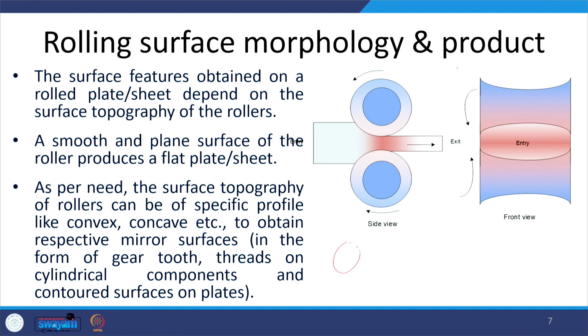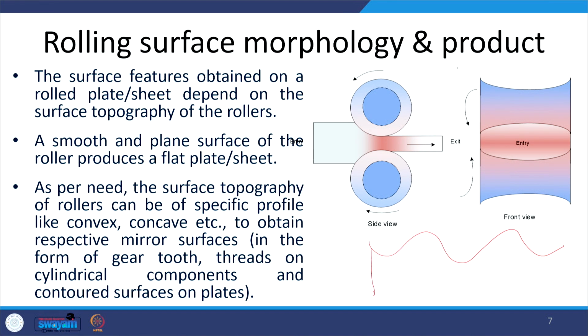Say the rollers may be simple flat surfaces. The flat surface rollers primarily give us flat plates and sheets without any specific feature on the surface. The surface features obtained on a rolled plate or sheet depend on the surface topography of the rollers. So, if it is flat and plain, then it will produce flat sheets or plates accordingly. But if we want a specific morphology on the component surface, then accordingly we have to produce it.